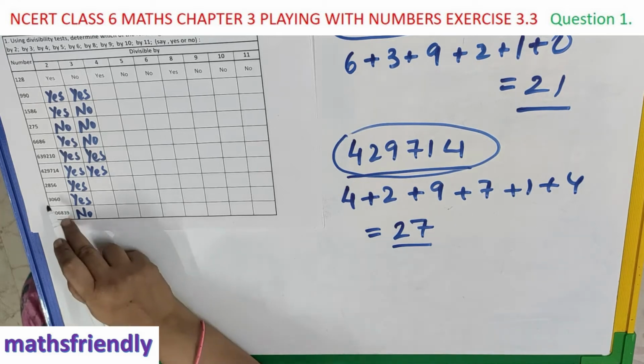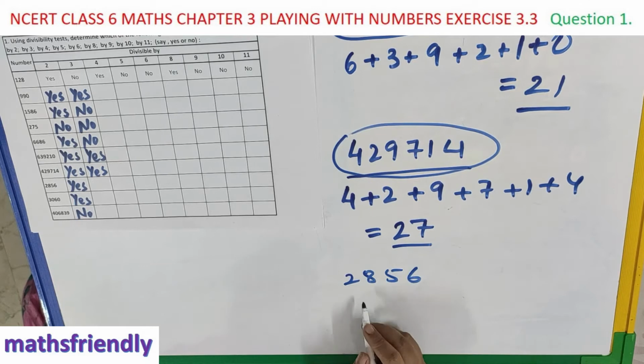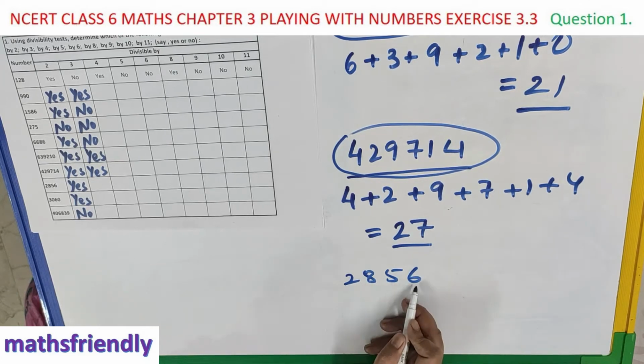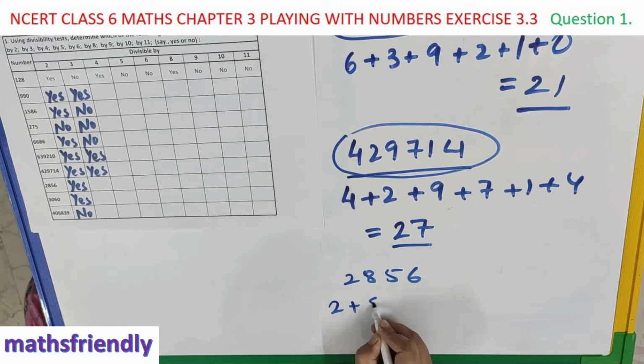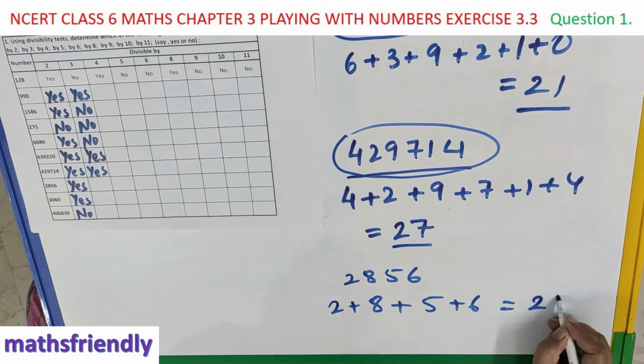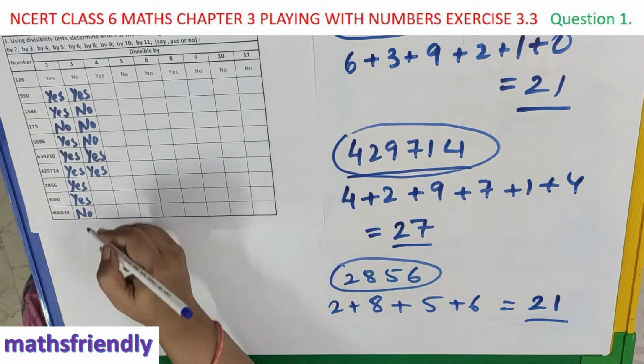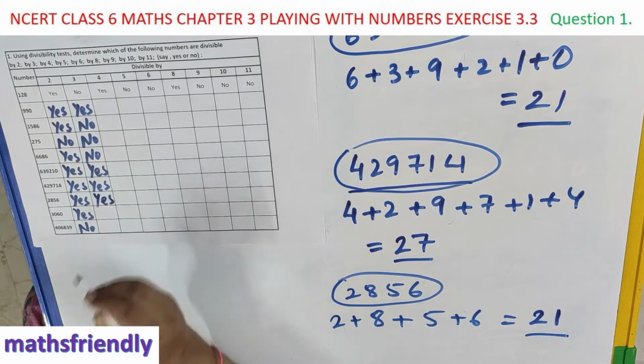Okay, now let us come to the next number. What is that? 2856. The digits of this number are 2, 8, 5 and 6. So we have to add them. 2 plus 8 plus 5 plus 6. What will we get? 10 plus 5 is 15. 15 plus 6 is 21. Yes, 21 is divisible by 3. It means this number is also divisible by 3. Right? So we will write yes.